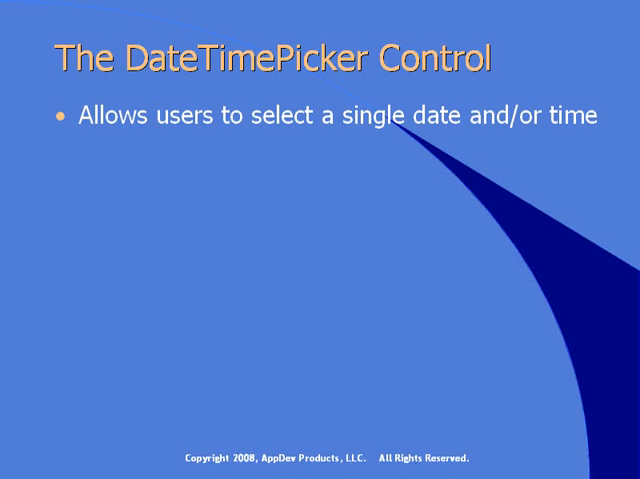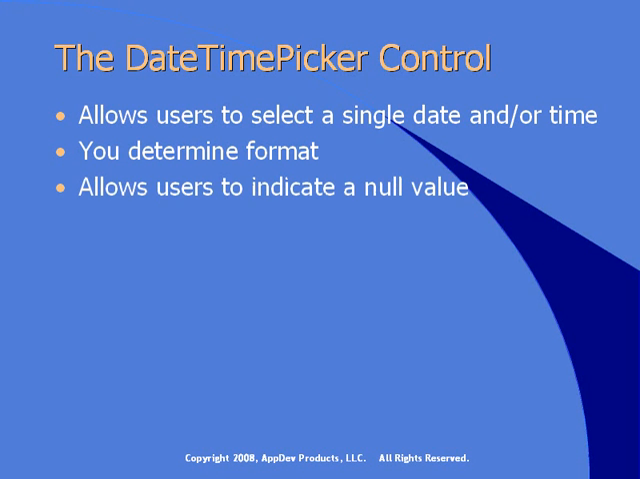The Date Time Picker control allows users to select a single date and possibly a time. You determine the format for the Date Time Picker, and it allows users to indicate a null value if you offer that option. Let's look at a simple form that demonstrates the use of the Date Time Picker control.